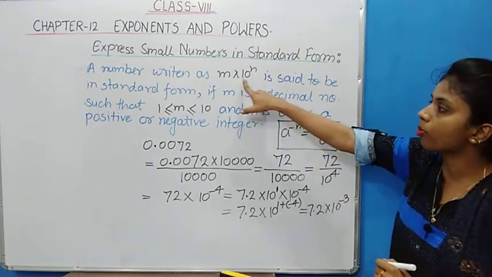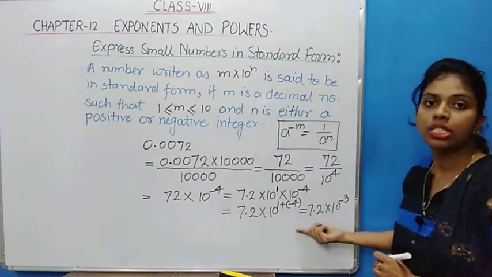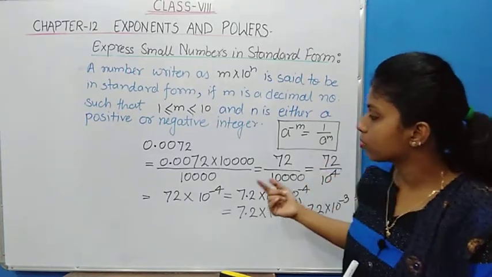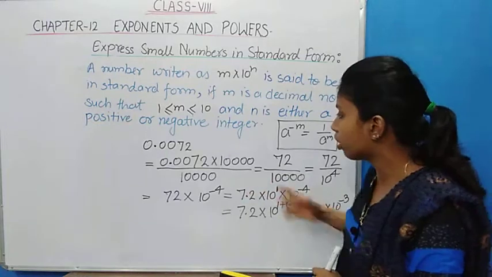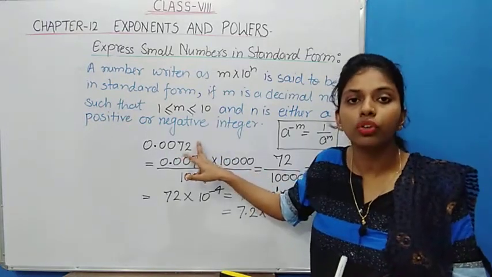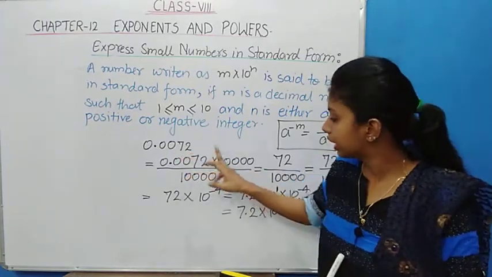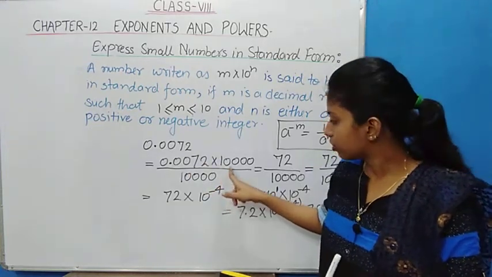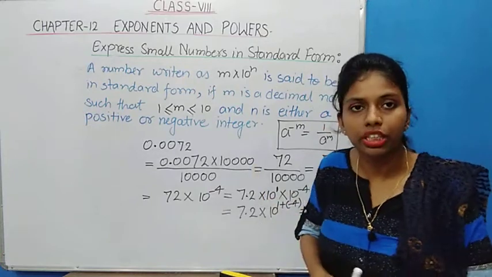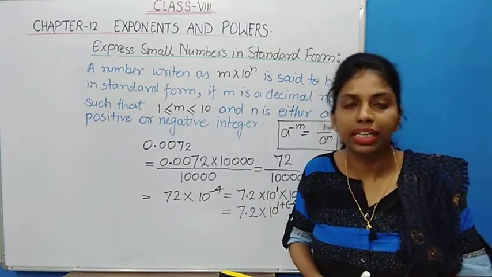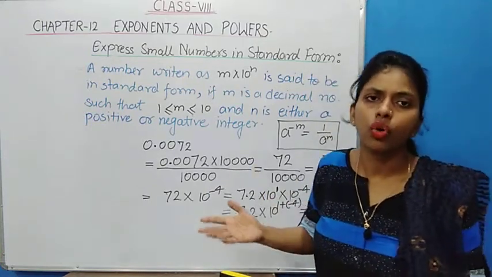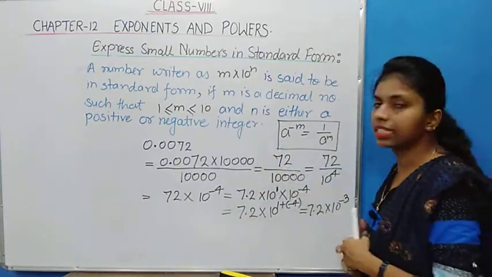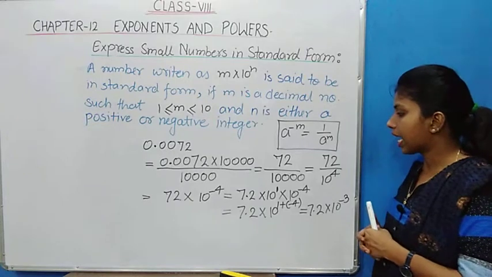Now this is in the form of this, and this is the standard form. So this is how we're going to convert any small number in standard form. First thing we have to do, we're going to convert the decimal number into a fraction. We already know how we convert a decimal number into a fraction, that we know from class 6 only.